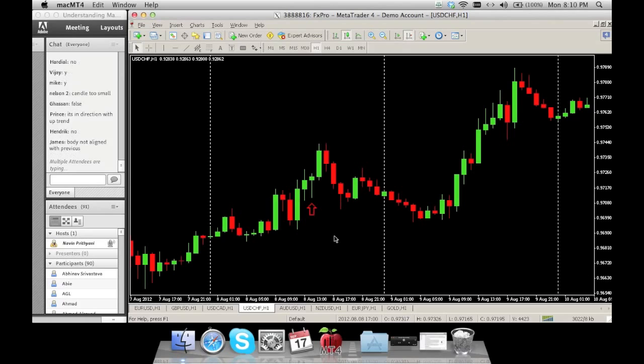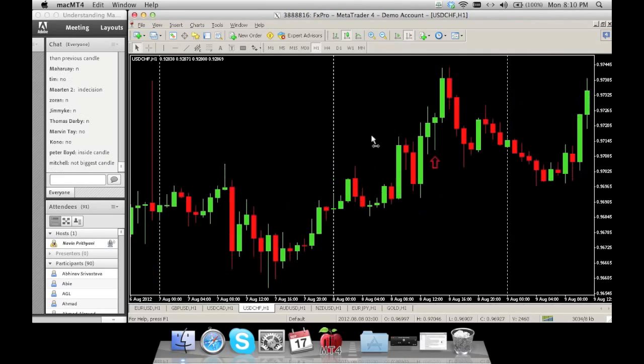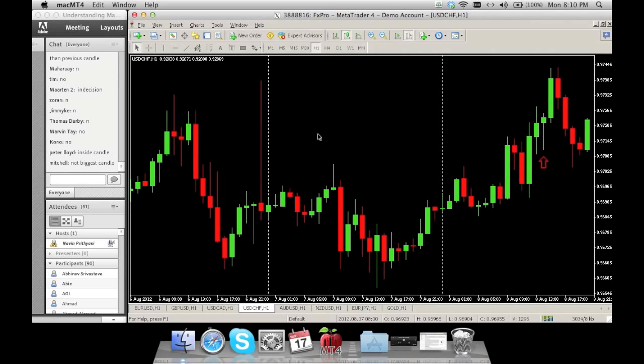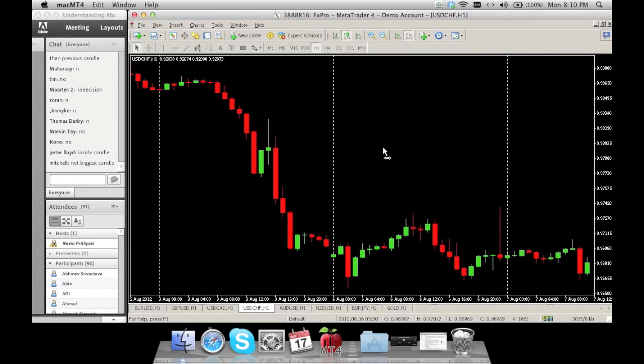Okay, Prince, it is in the direction of the uptrend. That is correct. It is also an upside down exhaustion. That is also correct. Is it bigger than the previous candle? No. That makes it invalid. Remember, just because it happened this time, it does not mean it happens all the time. Okay? So this makes it invalid. Now let's move on forward. Let's continue to find a pattern.